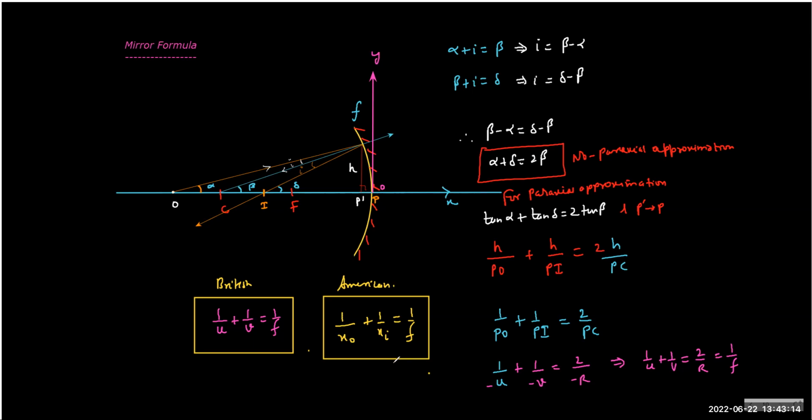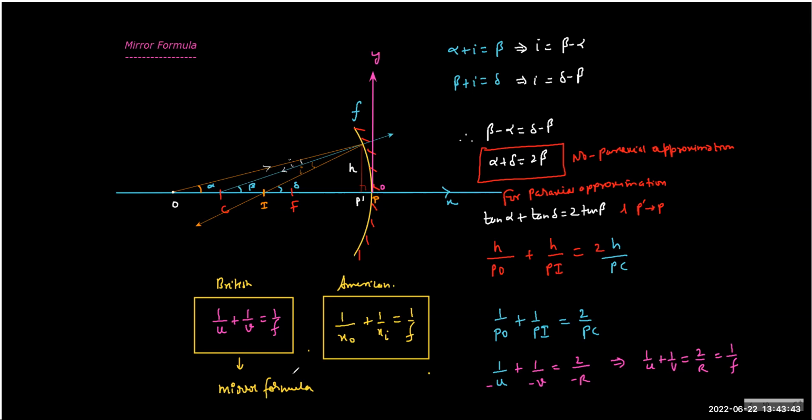So, all right, this is the mirror formula. And look at the derivation. It's pretty simple. We were able to derive because of the paraxial approximation only. And you need to remember how it is derived. This is very much the modus operandi of derivation of every question.